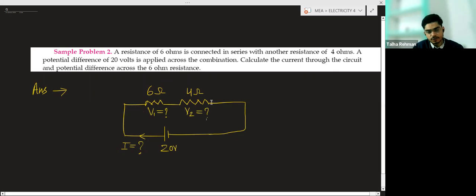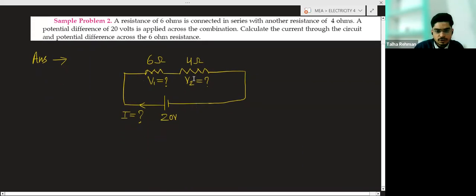This I am adding from my side. This is not given in the question. So we have to find the potential difference across 6 ohm and 4 ohm. Now, what will be the equivalent resistance?